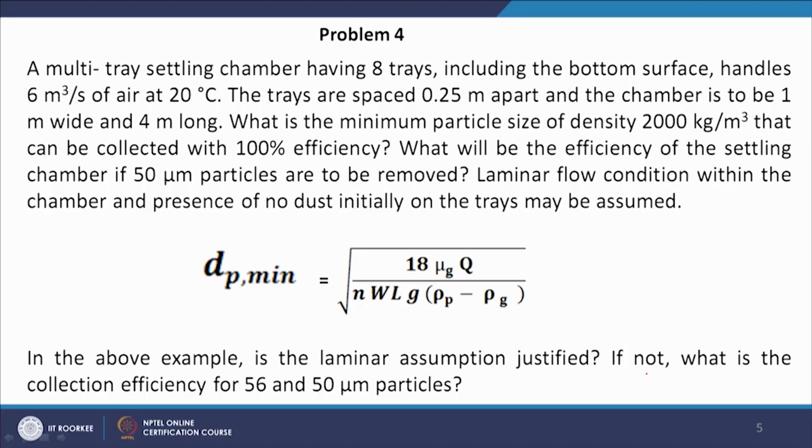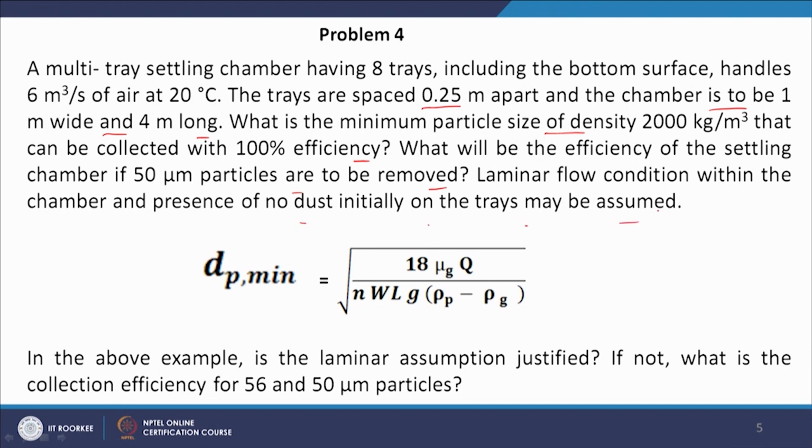Then problem number 4. The statement is: a multi-tray settling chamber having 8 trays including the bottom surface handles 6 meter cube per second of air at 20 degree centigrade. The trays are spaced 0.25 meter apart and the chamber is to be 1 meter wide and 4 meter long. What is the minimum particle size of density 2000 kg per meter cube that can be collected with 100% efficiency? What will be the efficiency of the settling chamber if 50 micrometer particles are to be removed? Laminar flow condition within the chamber and no dust initially on the trays may be assumed.